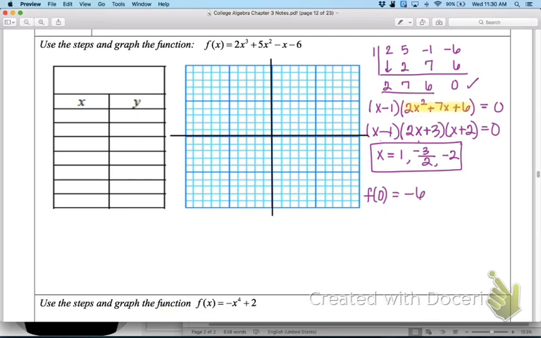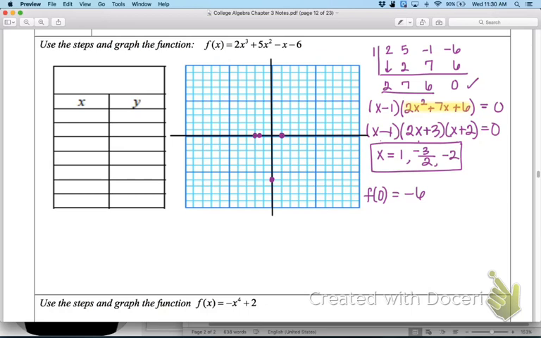So it looks like counting by ones is probably fine. And again, the graph I was looking at on my graphing calculator looked like it fit just fine. So we're good. So let's plot what we know. We know that our x-intercepts are at +1, -3/2, which is -1.5, and then -2. So those two are really close together. And then we also know that we have a y-intercept at -6.